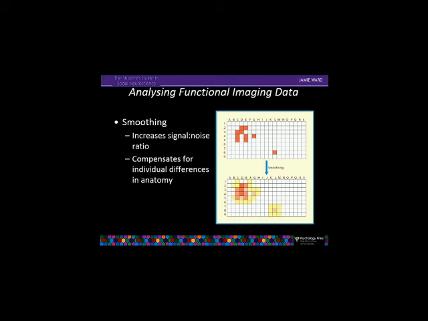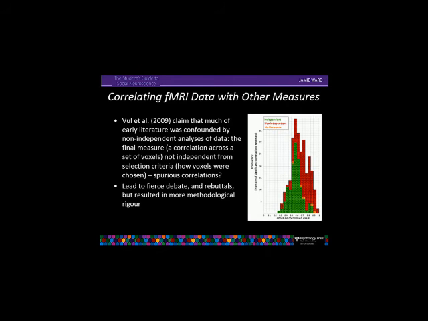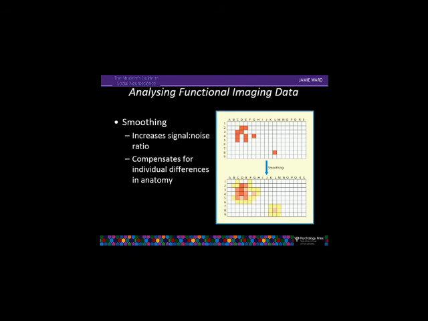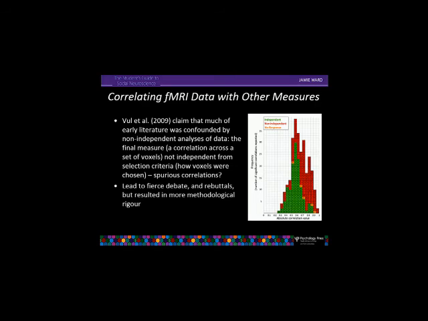Excuse me. Yeah, because on the next slide, sorry. Yeah, the voodoo correlation. The next. Yeah. Okay, because I think that some of the early literature was confounded by non-independent analysis, but I'm a bit confused. So in what kind of sense are they non-independent?